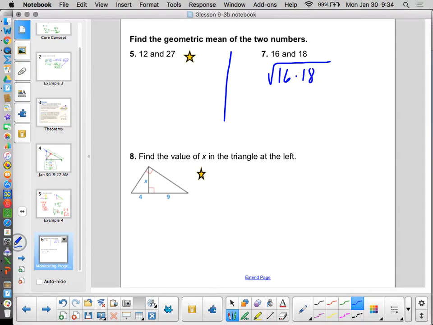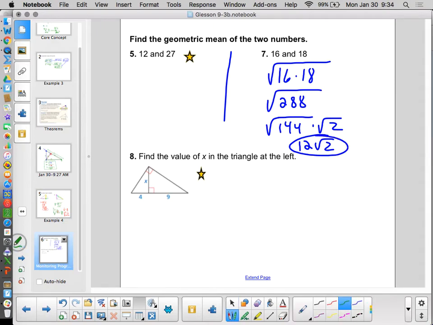That'd be the square root of 16 times 18. And 16 times 18 is not something I have necessarily memorized, so 16 times 18 is 288, which is the square root of 144 times the square root of 2. 144 times 2 is 288, or 12 root 2.